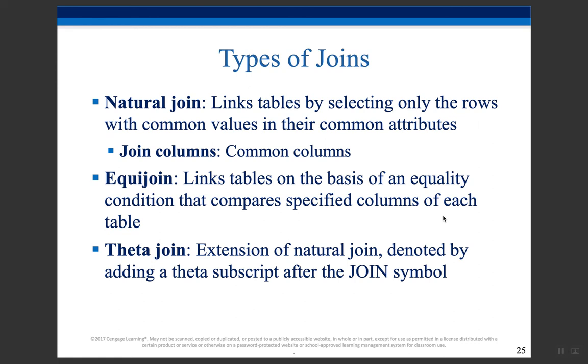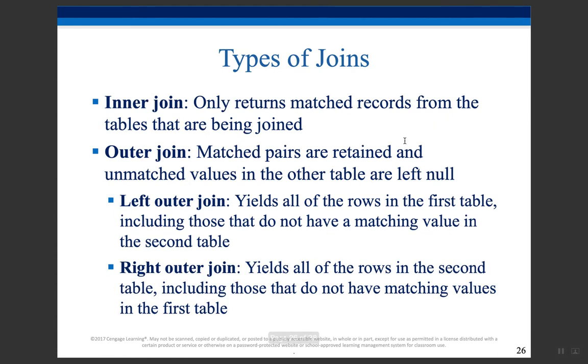We can do a natural join, where we link the tables by only picking the rows with common values. Or we have a couple of different ways that we can do what gets termed an equijoin, which matches specific conditions on specified columns of each table, or they call it a theta join. But for the most part we use an inner join or an outer join. There are a couple of different ways these joins get done, like left outer join and right outer join. The idea of an outer join is that matched pairs are returned.